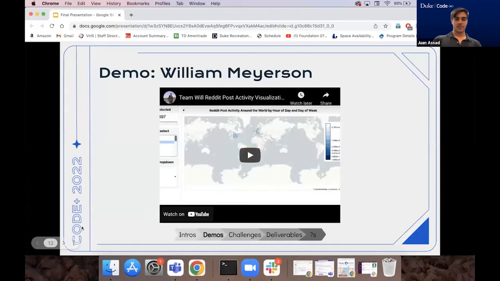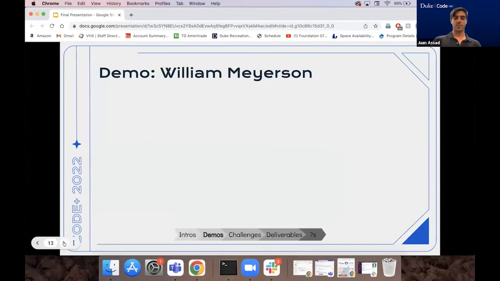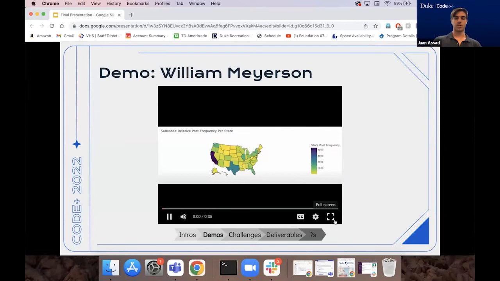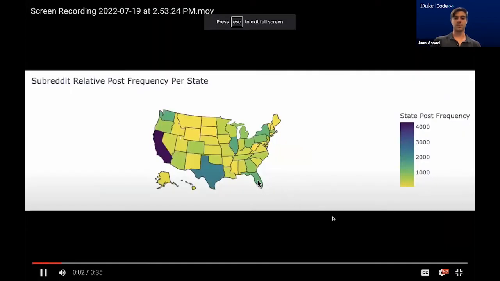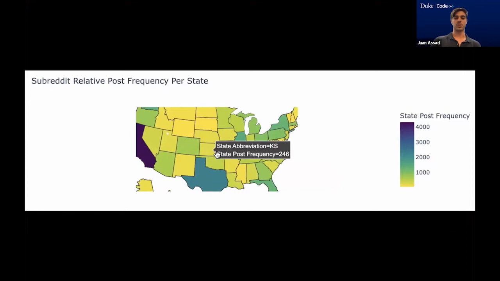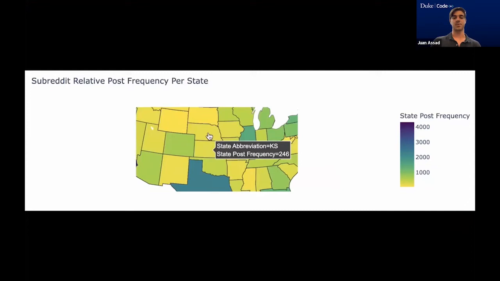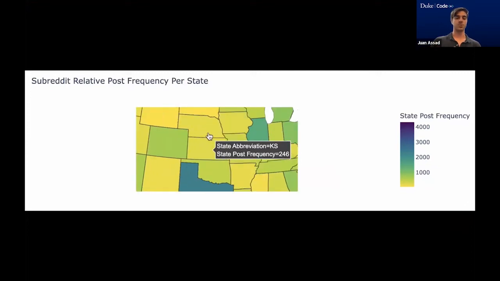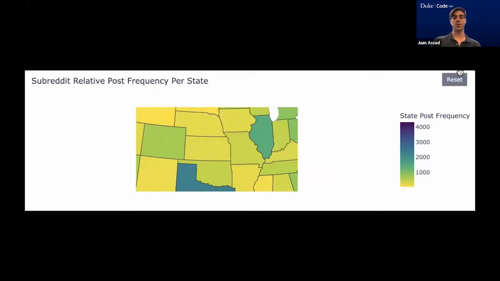Now, in our next demo, you will see a choropleth map that shows subreddit relative post frequency per state. In this map, the darker the color with which the state is shown, the higher the post frequency. As you can see, we do also have a hover tool in which you can see the state abbreviation and the post frequency in terms of how often that state appeared in our data set. You can hover over the tools as well as zoom in to the states to see the information in more detail. And we do also have a reset button in case you want to go back to its original format.